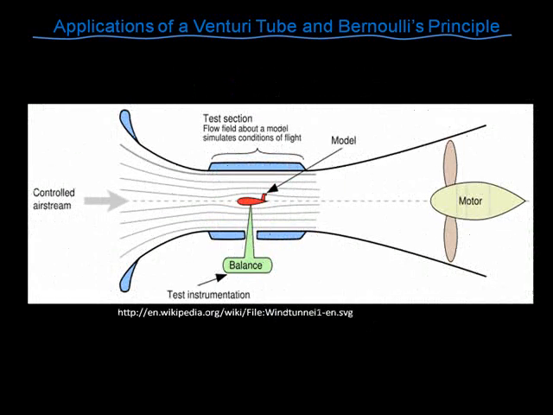Here's another application of a Venturi tube, and this is a wind tunnel. A wind tunnel is essentially just a gigantic Venturi where you have a motor on the backside which is drawing air in from the front side and accelerates as it goes over your model. And that's how you're able to determine and simulate, I should say, flight conditions.